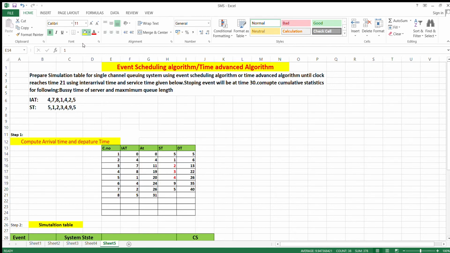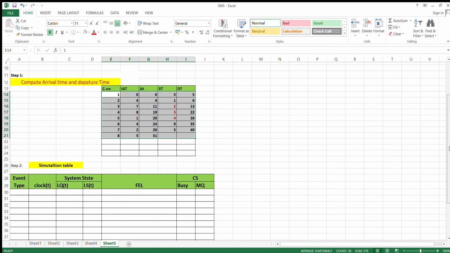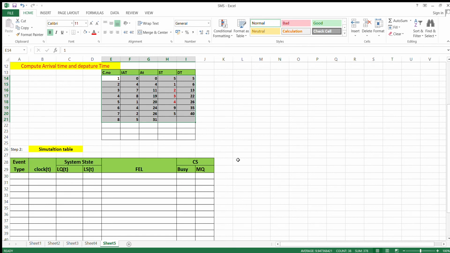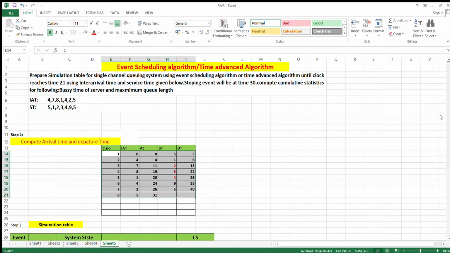The next step is the simulation table, based on the arrival time and departure time. In the simulation table the columns are event type, clock, system state, length of queue, length of service, future event list, and cumulative statistics: busy and maximum queue. Under the future event list, 1 arrival, 1 departure, and the stopping event is given as 30. Okay, but we need to stop the simulation at clock 21.